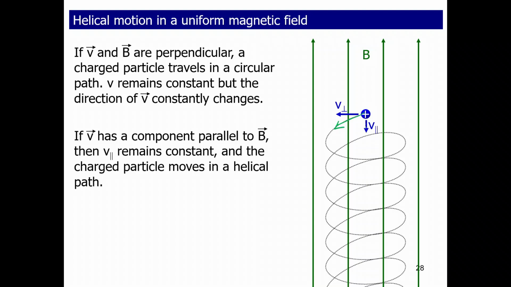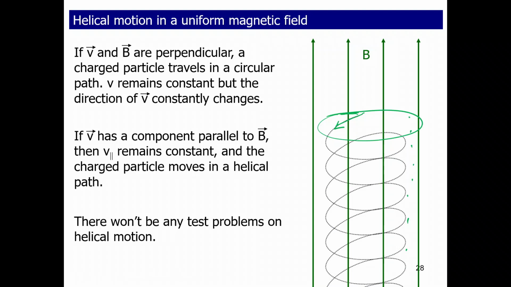the portion of that that's parallel is going to keep the proton moving down, but the component that is perpendicular is going to keep this thing going in a circle. So when you combine those two motions together, you get a helical path. So you get a helix. So it's going to kind of spiral down towards the bottom there. You won't have to solve problems that involve that motion. It's just kind of cool.